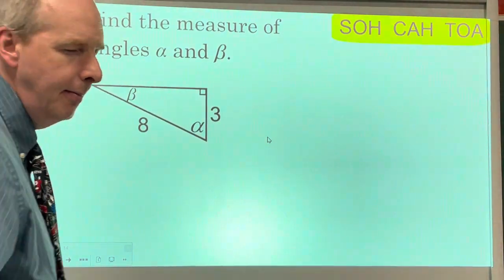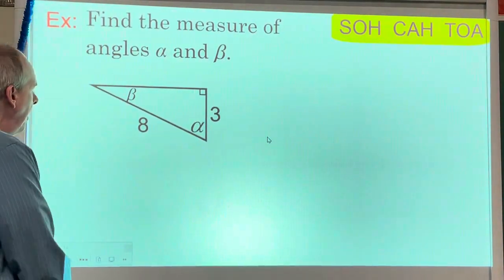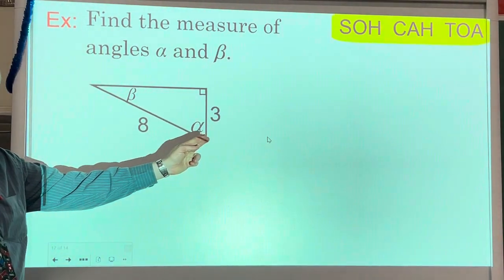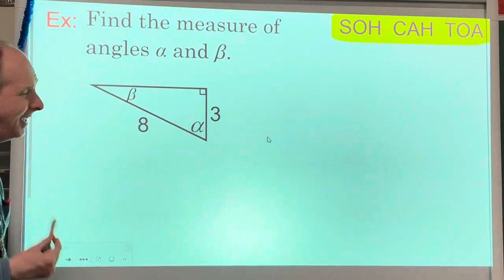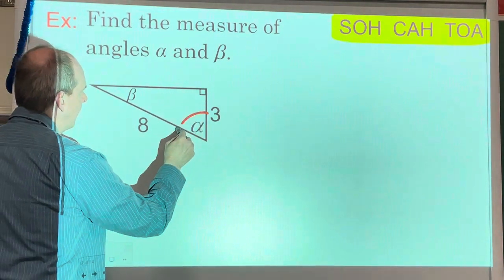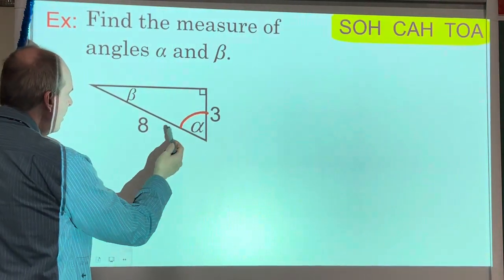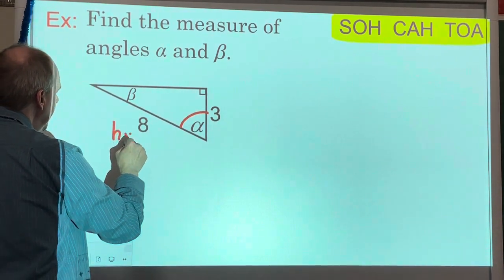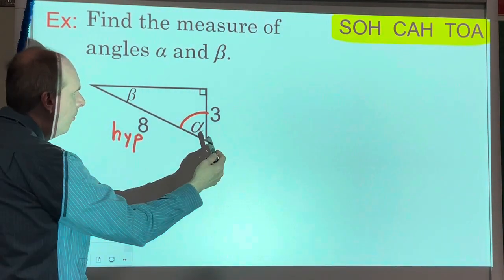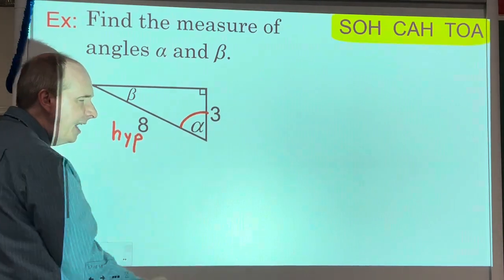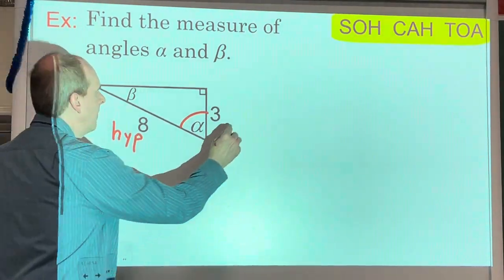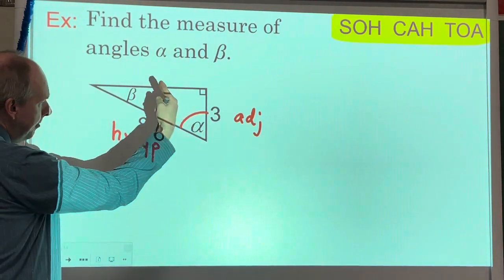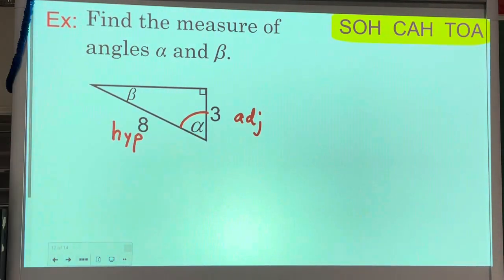Let's just pick one of them. How about we pick alpha? Alpha comes before beta alphabetically. So here's my angle. What do you call the 8? It's across from the right angle. If you said hypotenuse, you're right. What do you call the 3 that's next to angle alpha? Next to is adjacent. For this one, opposite would have been the one on top.